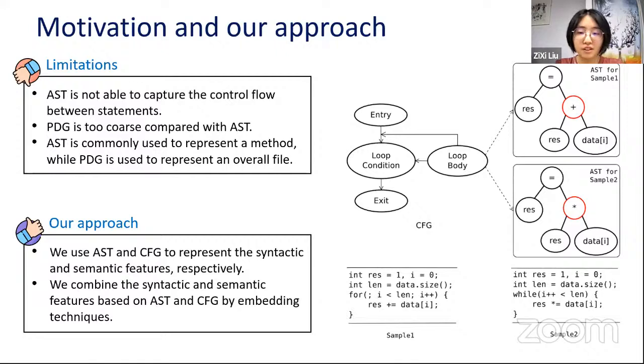To improve the existing approaches, we detect functional code clones through syntax and semantic fusion learning. As can be seen in the figure, we use AST and CFG to represent the syntactic and semantic features, respectively. Such a fusion code representation can describe the code.